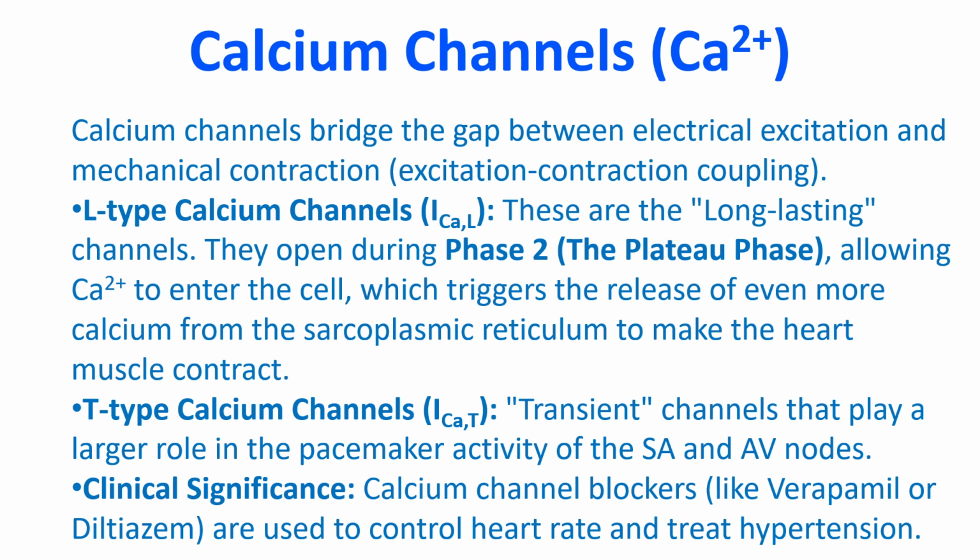T-type calcium channels are transient channels that play a larger role in the pacemaker activity of the SA and AV nodes. Calcium channel blockers like verapamil or diltiazem are used to control heart rate and treat hypertension.